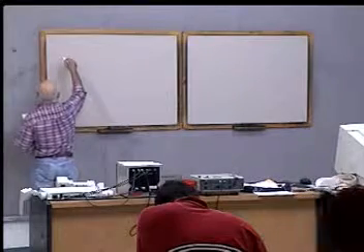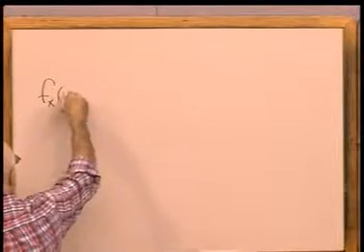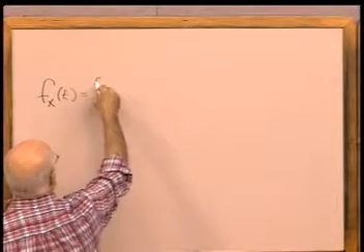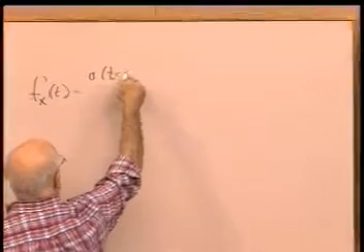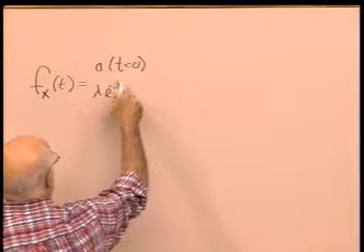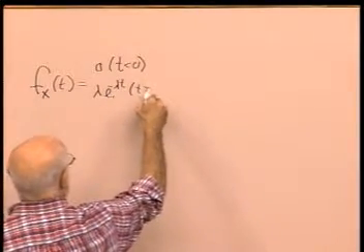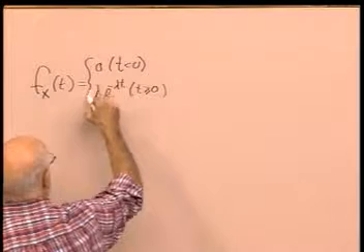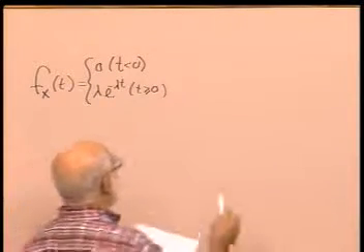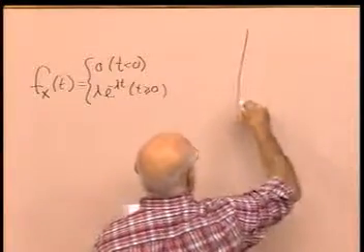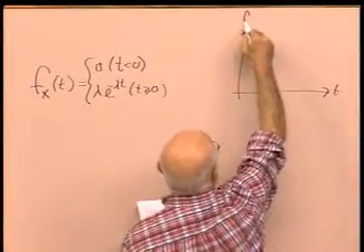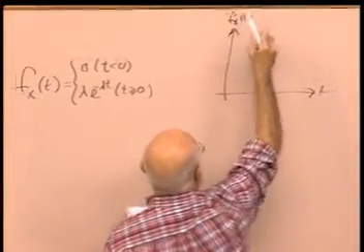So what we're looking at is the second case where the density function is given by the following formula. It's 0 when t is negative, and it's lambda e to the minus lambda t when t is not negative. And one of the questions is to draw the graph of that thing. And so the graph would look like this. So here's t, and here is the density function of t.